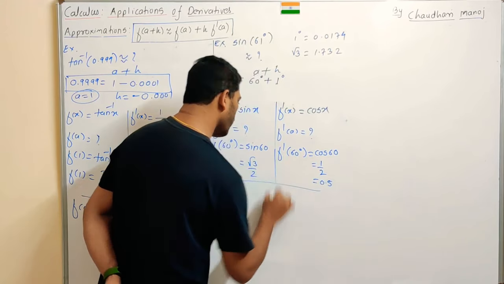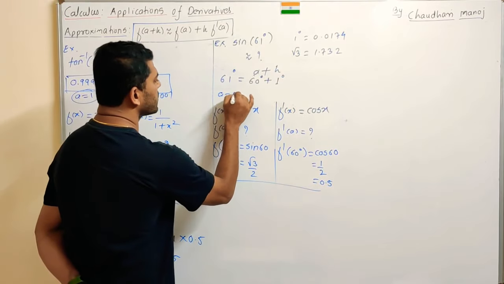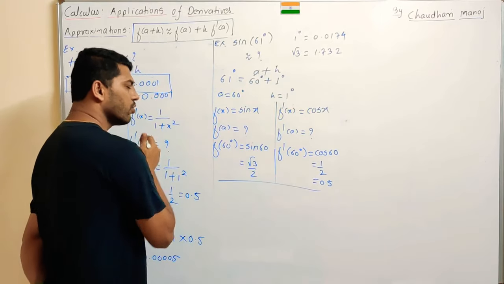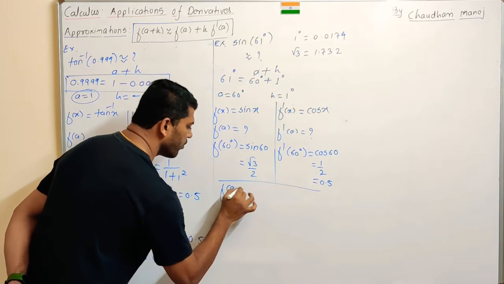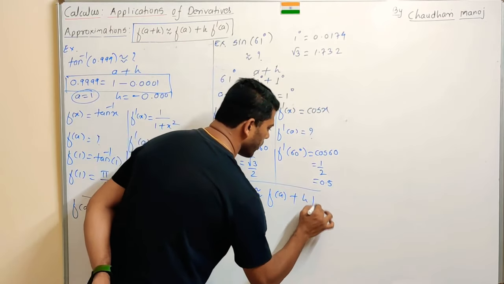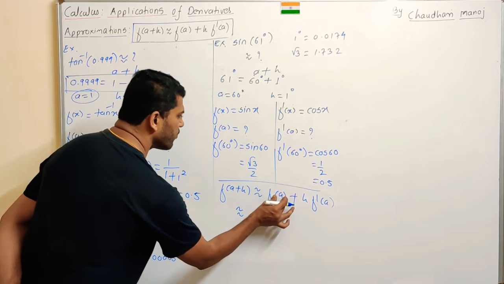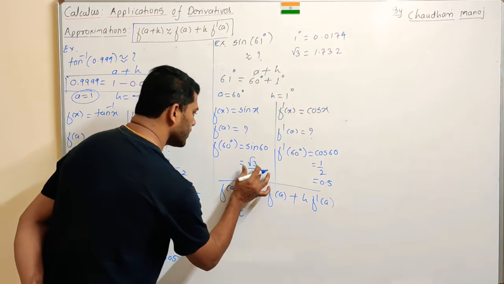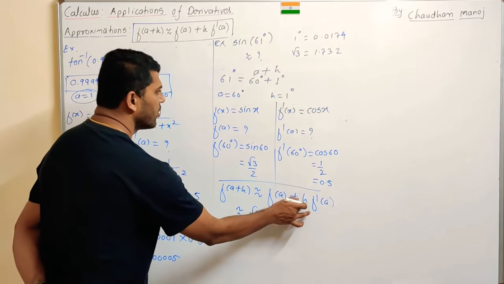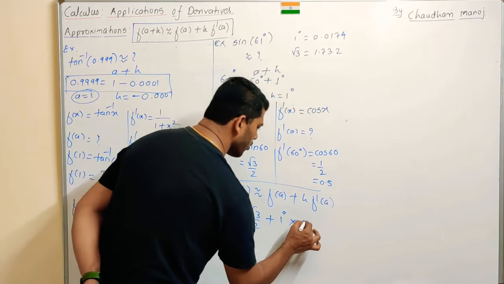0.5. So everything is with you now. A value is 60 degree, H value is 1 degree. So right, let's write everything in the form of formula. So f of A plus H is approximately equal to f of A plus H into f dash of A. So let's substitute the value. What is the f of A value? That is this one, which is root 3 by 2, plus what is the value of H? So friends, H value is 1 degree and f dash of A is 0.5.